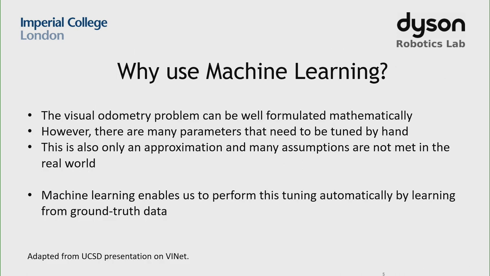So now, why do we actually want to use machine learning? The visual odometry problem can be very well formulated mathematically. However, there's lots of parameters that you actually need to tune in traditional algorithms. And furthermore, the mathematical formulation is only an approximation, and you have to make many assumptions which aren't really met with real-world data. So what we want to do is introduce a machine learning approach that will enable us to perform the tuning automatically, and alleviate us from doing it by hand. And we want to learn all this by just using ground truth data.